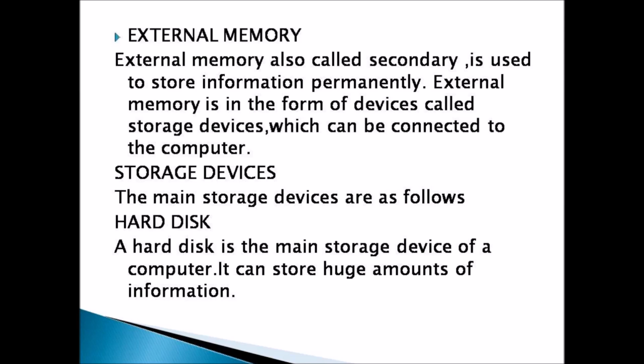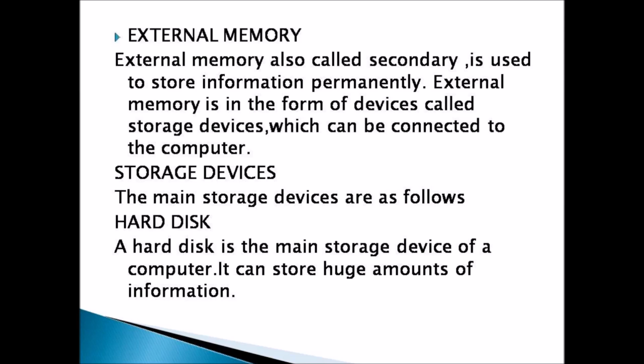Next one is external memory. Okay, children, external memory is also called secondary. We already learned that internal memory is known as primary. Here, external memory is also called secondary. It is used to store information permanently. External memory is in the form of devices called storage devices, which can be connected to the computer.